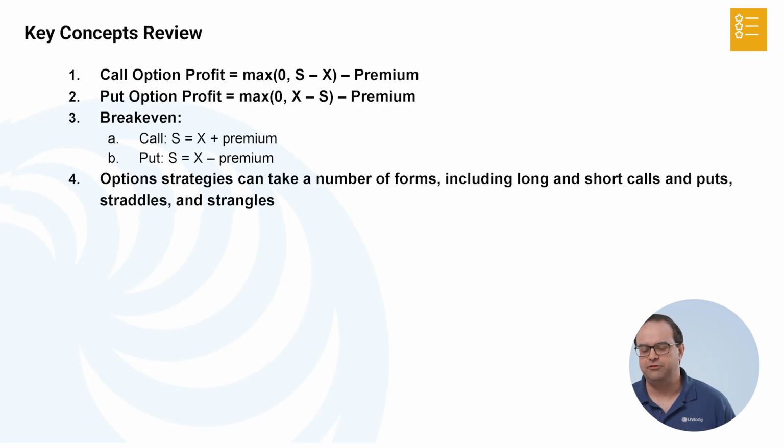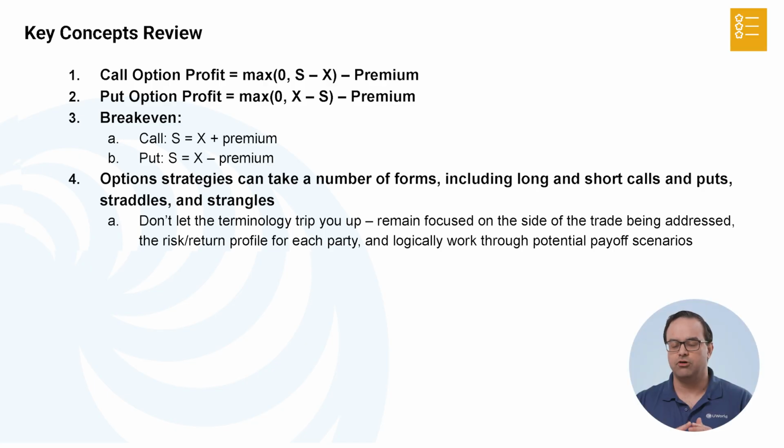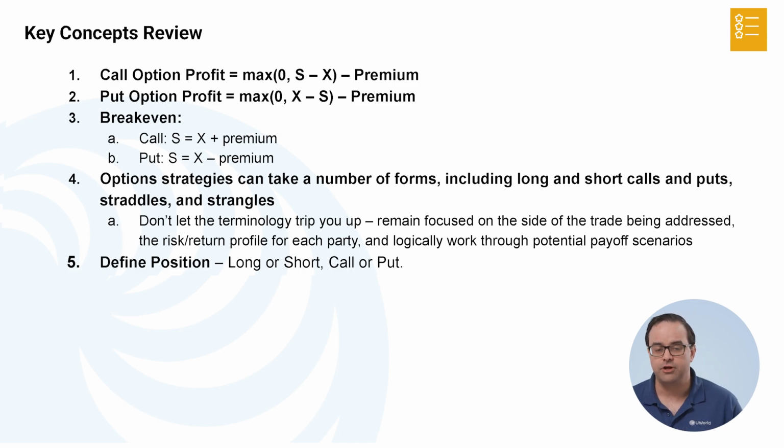Option strategies, as we've seen, can take a number of different forms: long and short calls and puts, straddles, strangles, looking at different option expiration dates and different option strike prices on the call and the put side. But the key thing to remember is to think through and remain focused on what side of the trade is being addressed. Is the trader or portfolio manager long or short? Are they long or short a call or a put? Are they bearish or bullish? What does their payoff profile look like? And what options strategy is appropriate given a portfolio management objective?